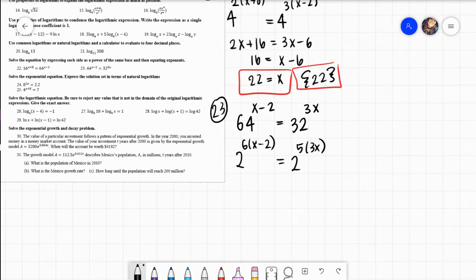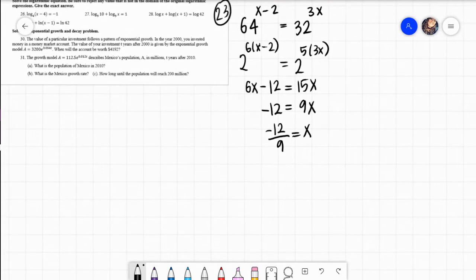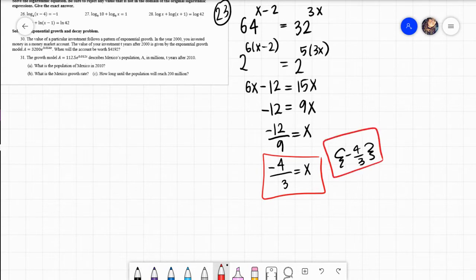Here what I can do is just go ahead and drop the bases basically, and we're going to equate the exponents. I'm going to go ahead and distribute. I get 6x minus 12 equals 15x. I'm going to move my 6x, and so what I get is negative 12 equals 9x. Then I would divide both sides by 9. Negative 12 divided by 9, that's actually not completely reduced. 3 will actually go into both of them. And so my final answer would be that x equals negative 4/3. Or also, like I said, you could write it like this. I would accept either of those.